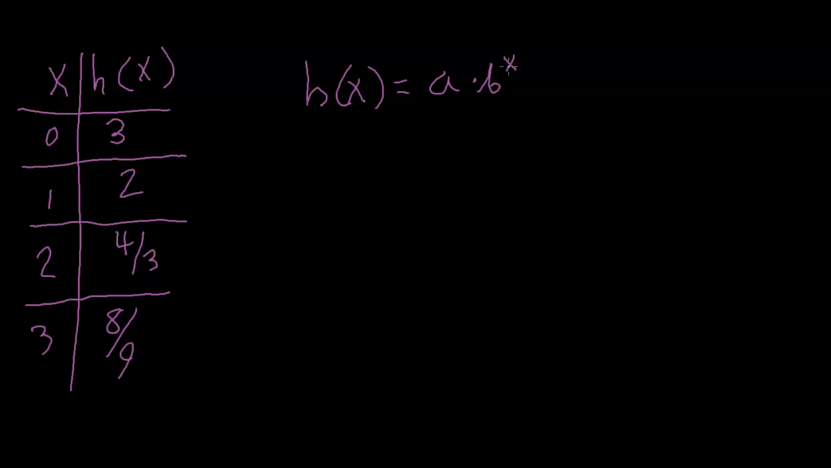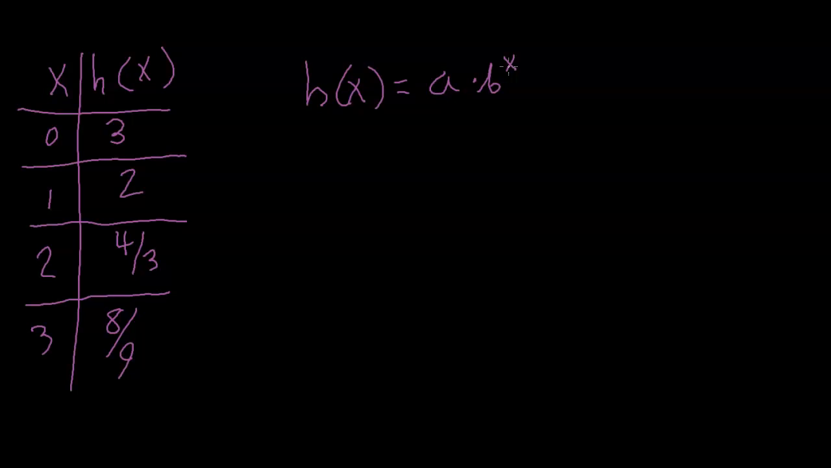All right, let's look at our table. When x equals 0, h equals 3. When x equals 1, h equals 2. When x equals 2, h equals 4/3, or 4 over 3. And when x equals 3, h equals 8/9, or 8 over 9. So we should be able to find a right away.